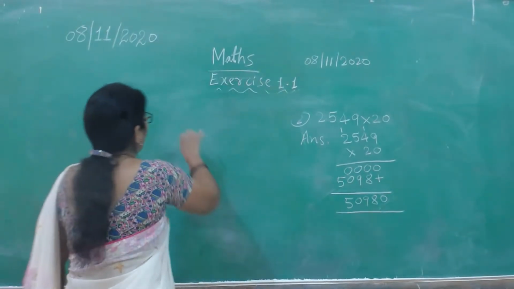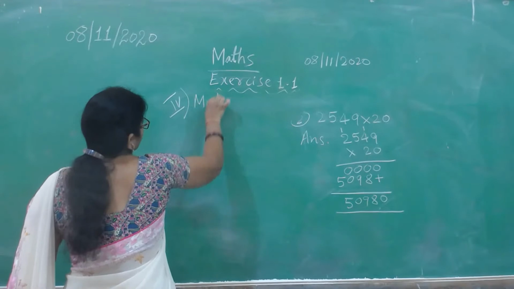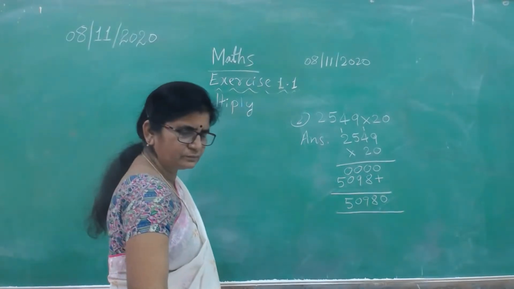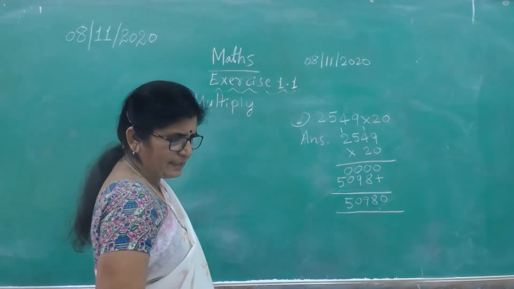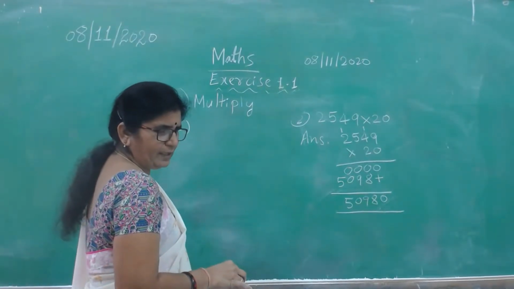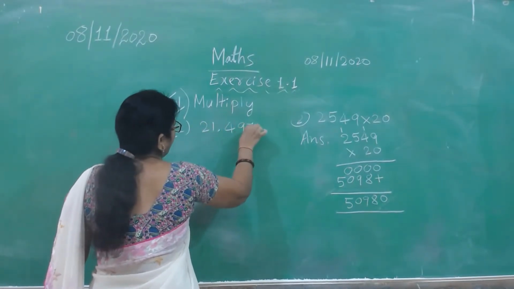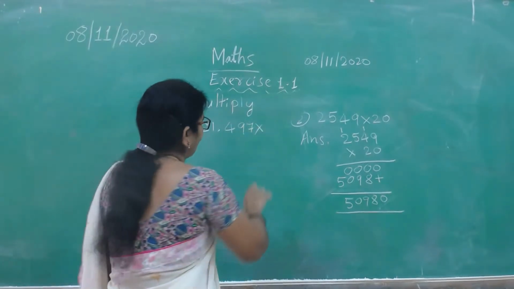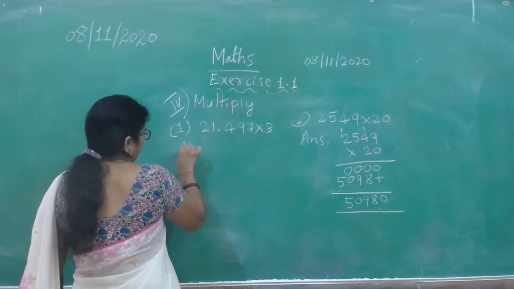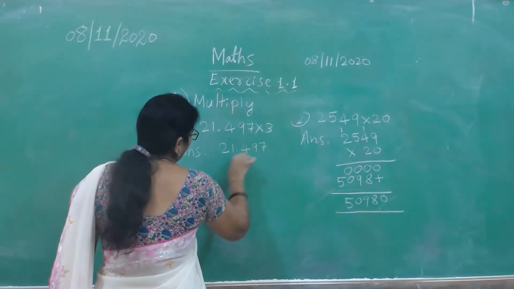Fourth bit, multiply. Here also a single digit. First one, 21,497 into 3.